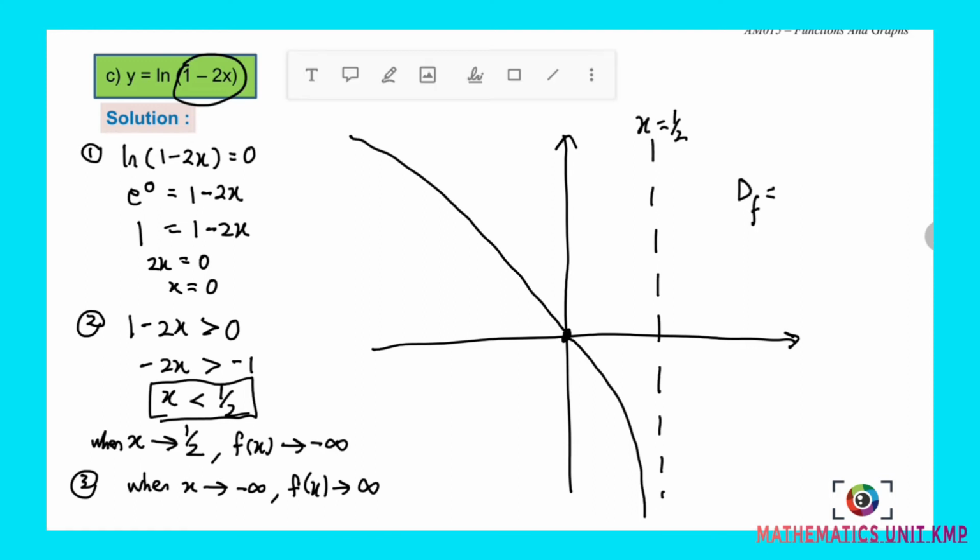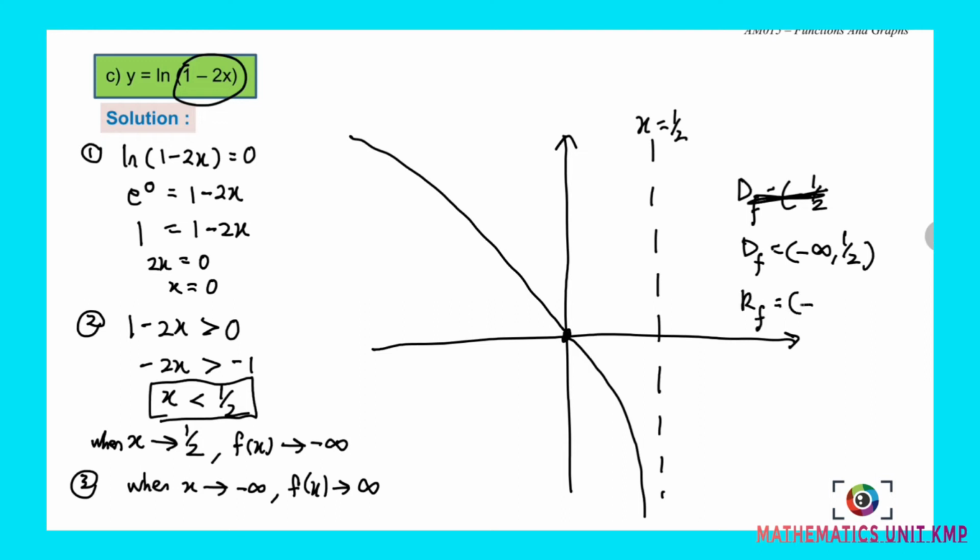Okay, now the domain. You look, now the graph is on the left of half. So it is from negative infinity, so it will be from negative infinity to half. Understand? And then the range will be negative infinity to infinity. Okay, that's all.